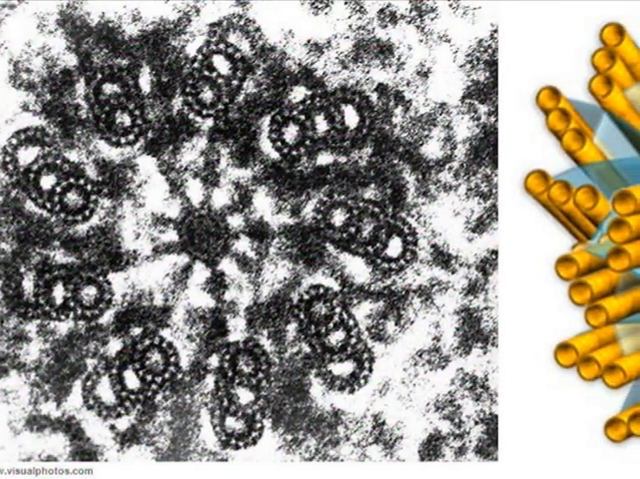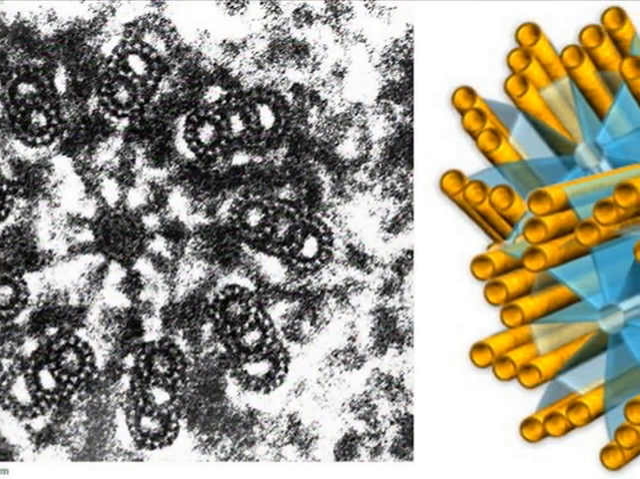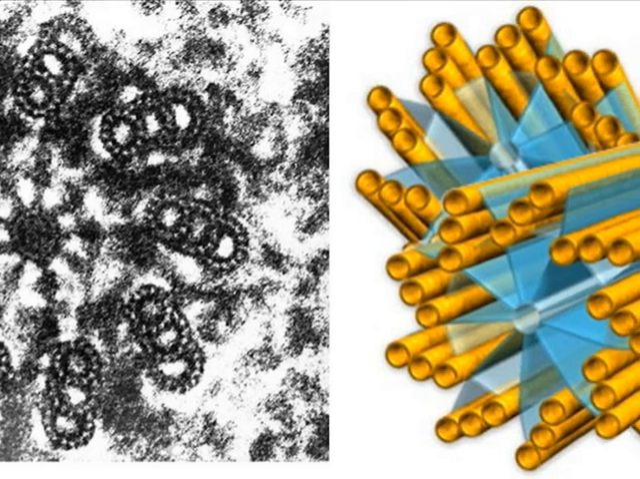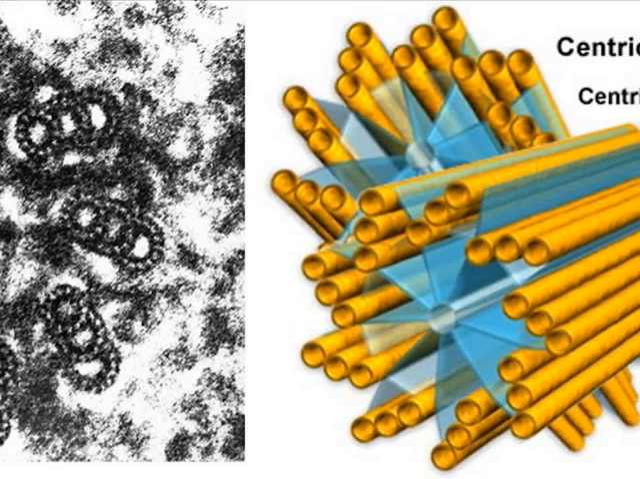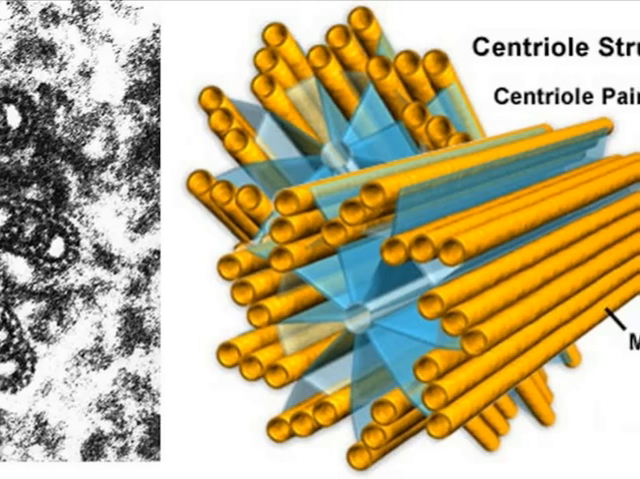Here are some centrioles. They come in pairs of 2 and are made of microtubules. The centrioles are essential for mitosis of the cell.